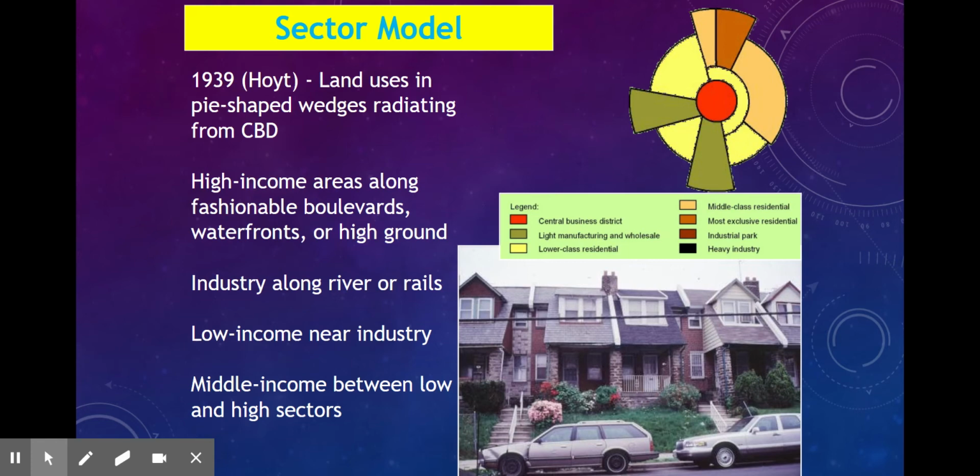So we have some wedges that are based around light manufacturing and wholesale, and some that are exclusive or middle class residential areas. That essentially shows you the impact that the automobile is starting to have. You're starting to have connections made between the city center and the outside of the city. And instead of taking the ring form, you're starting to see wedges take the place in terms of shape. But a lot of the same general connections that we would make with the concentric zone model, you can connect here.